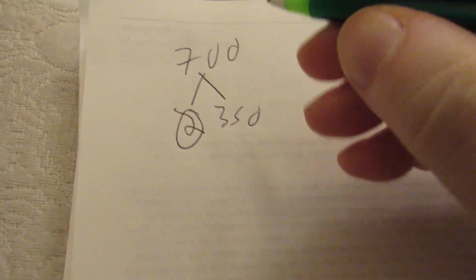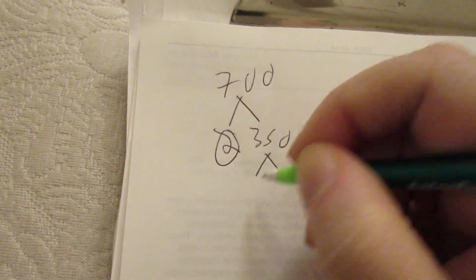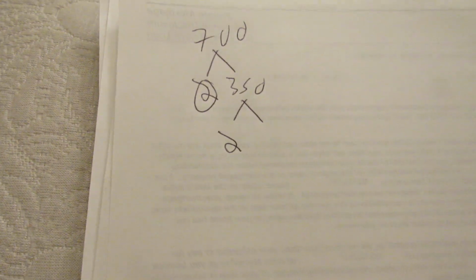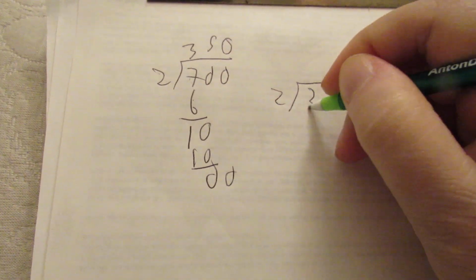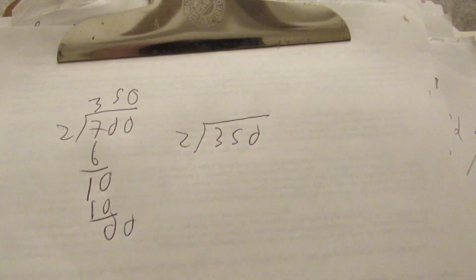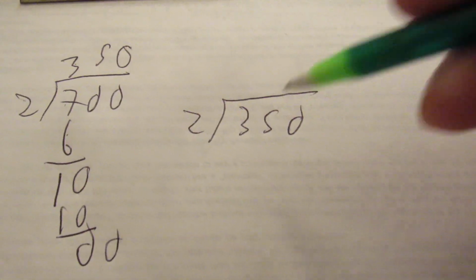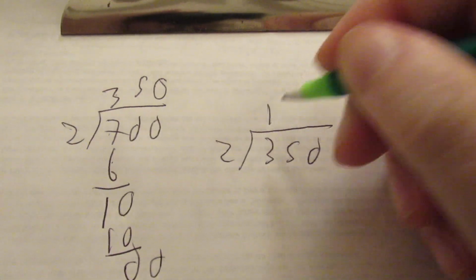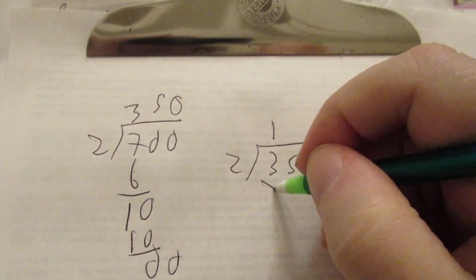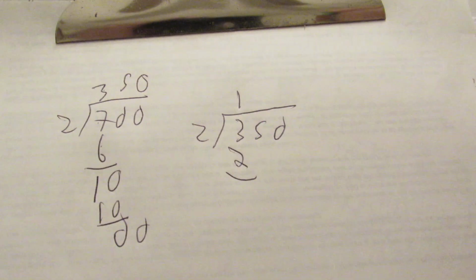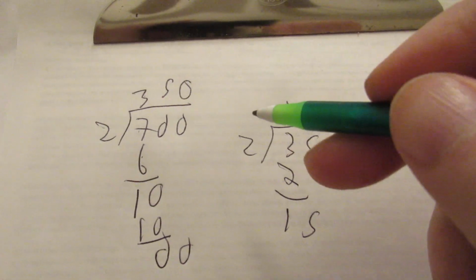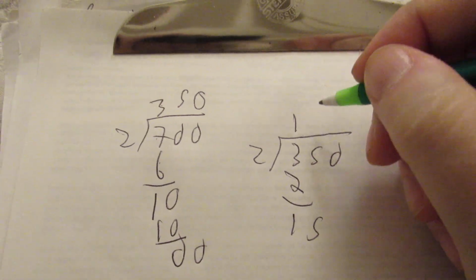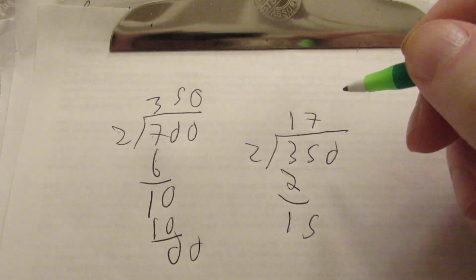Then this again ends in 0. So it's going to be 2 into 350. 2 goes into 3 one time. 1 times 2 is 2. 3 minus 2 is 1. Bring down the 5. 2 goes into 15 7 times.